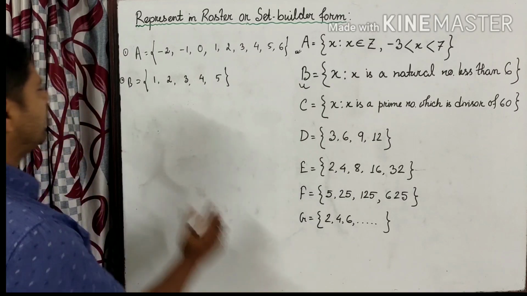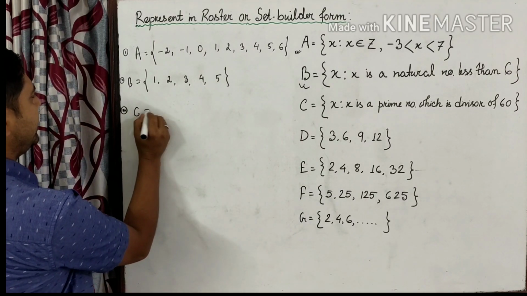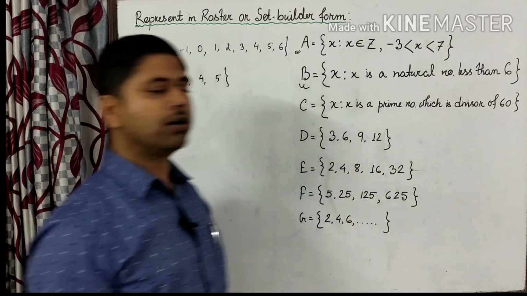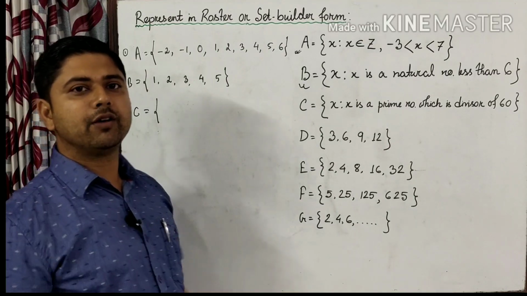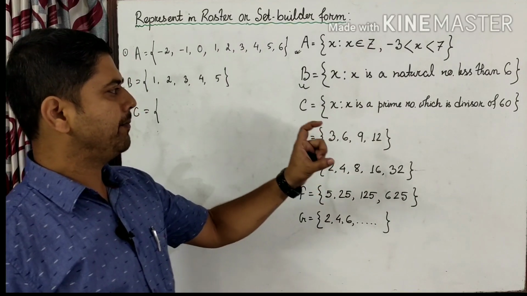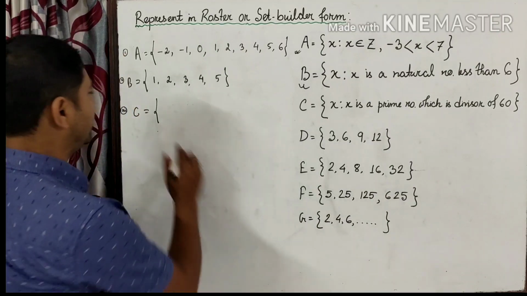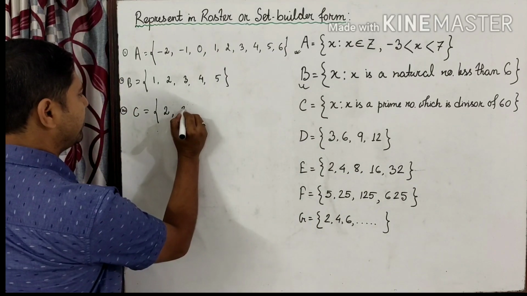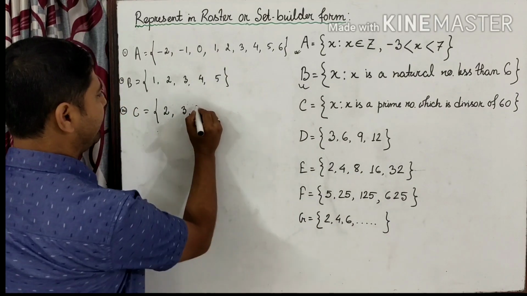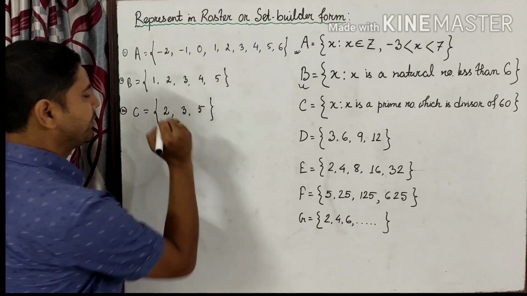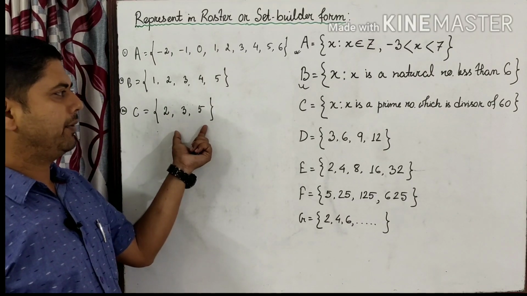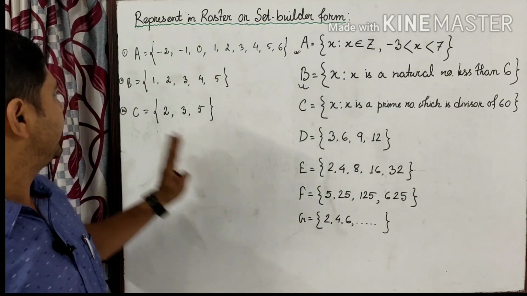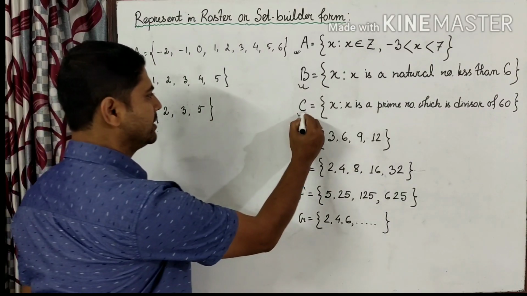Okay. Next, the third one, number 3. C is equal to what? x such that x is a prime number which is a divisor of 60. Divisor of 60. The least prime number is 2, it will be there. Next 3, it is a divisor, so 3 will be there. Next 5 will also be there. So 2, 3 and 5, which are the prime number divisors of 60. Okay. That is the answer of the third one.